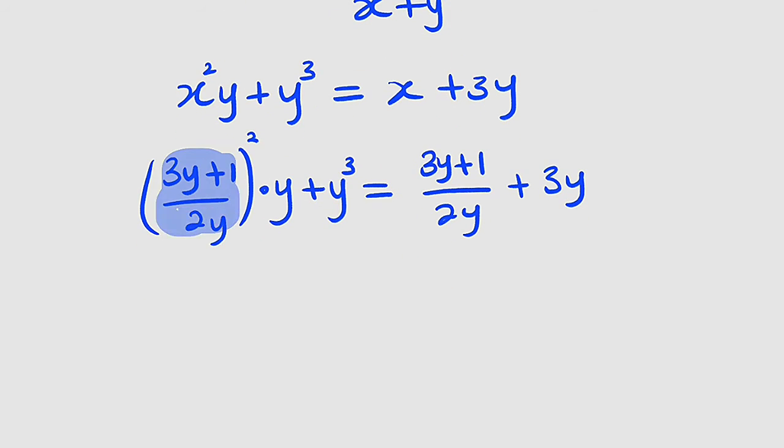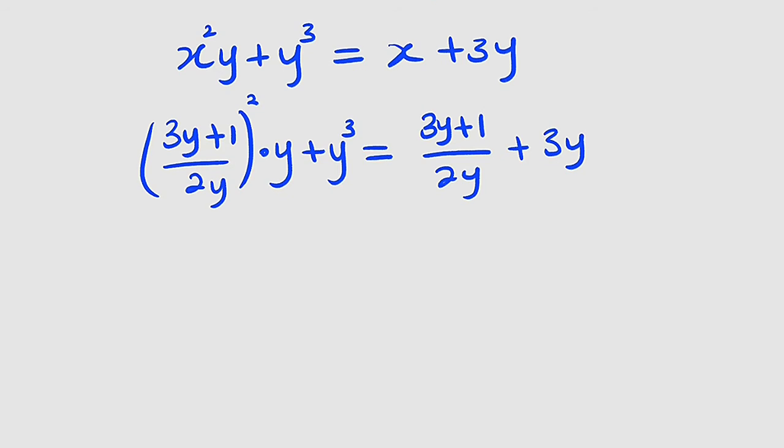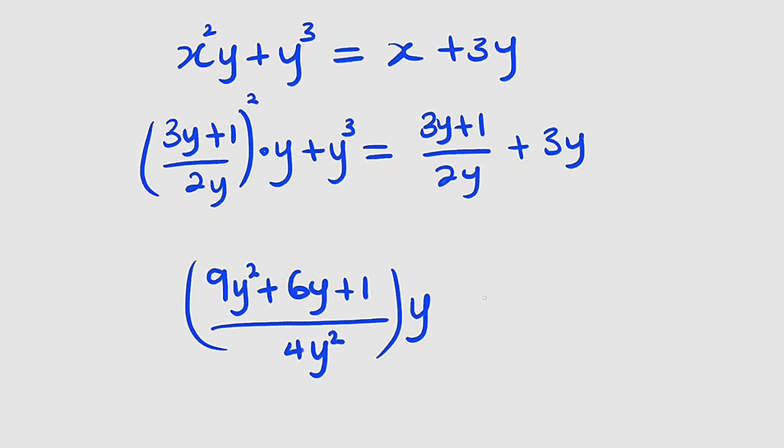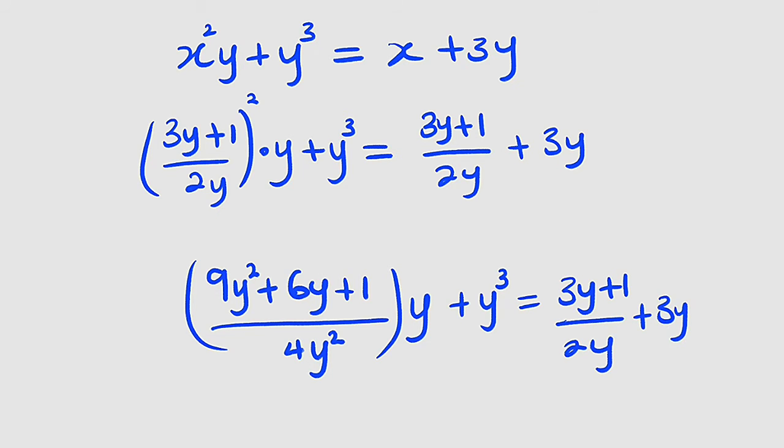Let me expand this one first. To the top, we have 3y squared is 9y squared. Then plus 2 times this, which is 6y times 1 is 6y. Then plus 1 squared. Divided by 2y squared, which is 4y squared. Don't forget, we still have y here, plus y cubed. This is equal to (3y plus 1) divided by 2y, plus 3y.